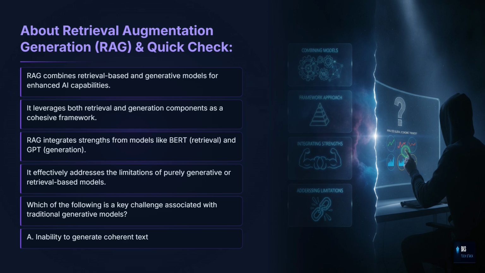Let's pause for a quick check. Thinking about traditional generative models, what do you consider their main challenge? Is it generating coherent text, factual accuracy, processing text, or integrating with vector stores? Take a moment to consider the limitations we just discussed.